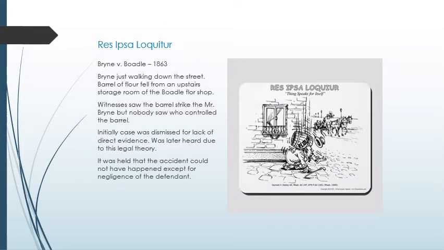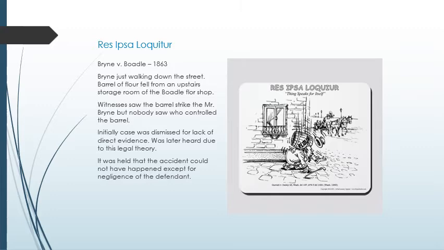So to help explain this a little bit, we're going to go back to 1863. The seminal case on res ipsa is Byrne versus Boadle. It's an English case from 1863 where poor Mr. Byrne is walking down the sidewalk and a barrel of flour rolled out of the storage and struck him on the shoulder and head. It knocked him out cold. The owner said that he had nothing to do with it and he wasn't even on the premises. All the workers said they had nothing to do with it. They weren't even in the upstairs storage area.